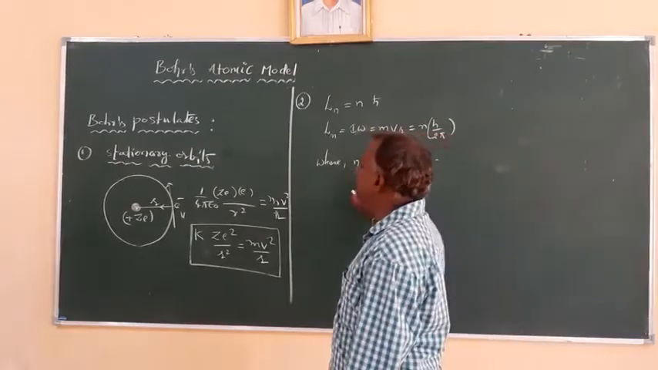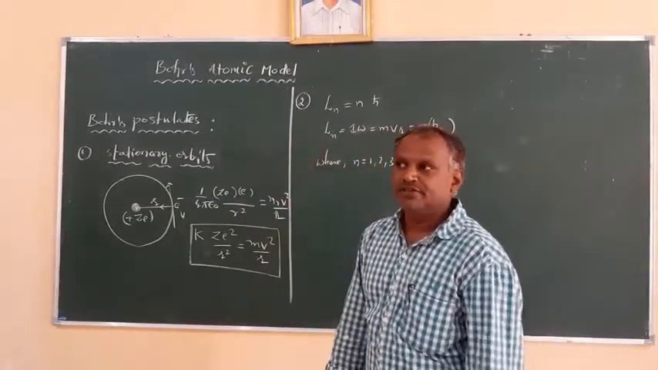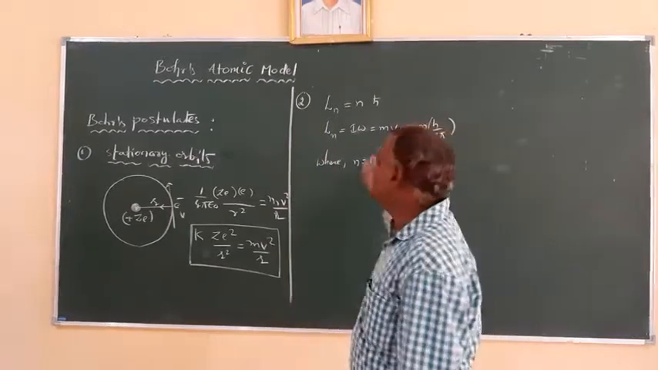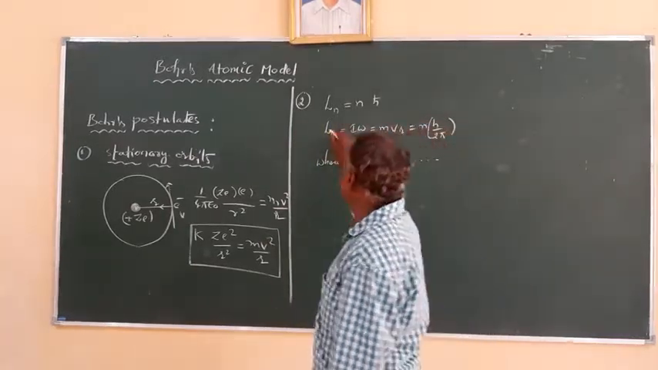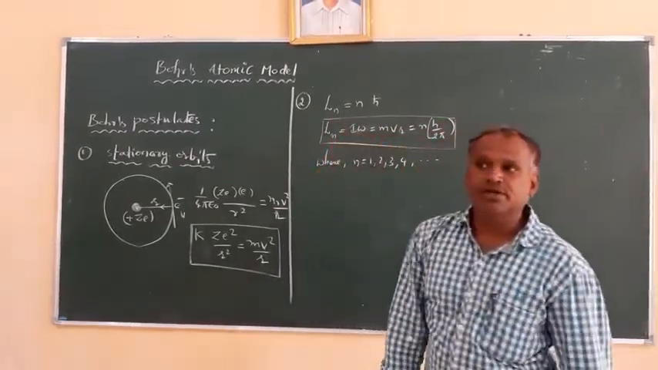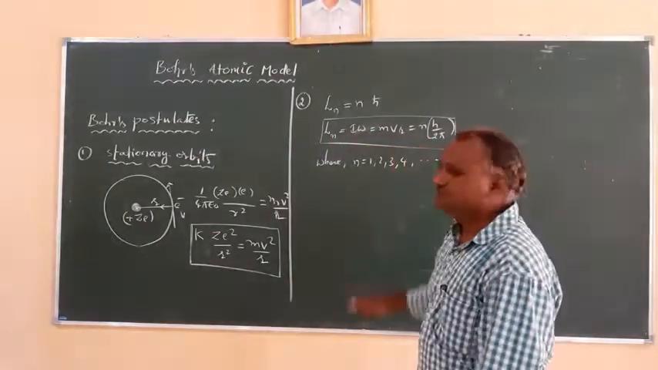Now this is what is given by the second postulate related to the angular momentum of the electron. The angular momentum of an electron which is revolving in the nth orbit is given by this equation.